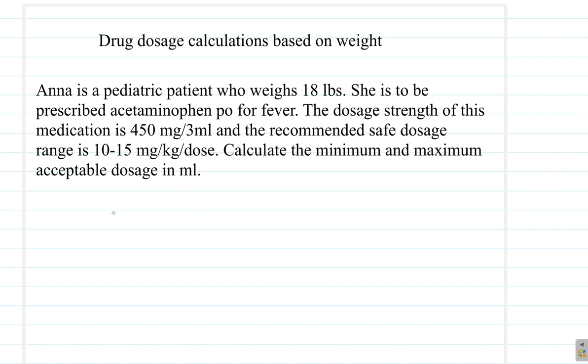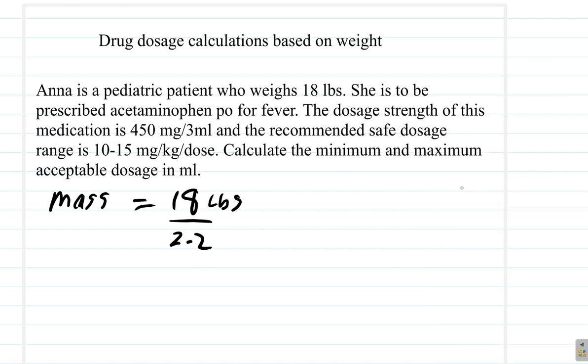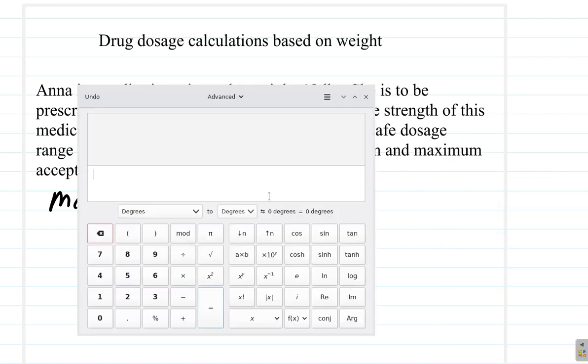Alright, so here now, she weighs 18 pounds, but we want her mass in kilograms. So mass is going to be the 18 pounds. We want it in kilograms, so we divide by 2.2. Let's do the division and see what we get.